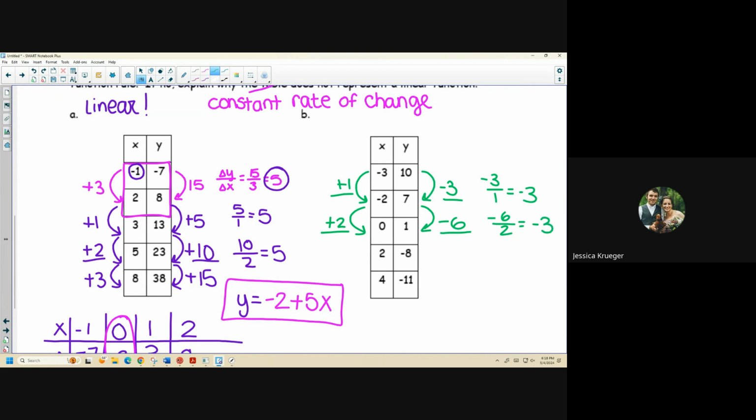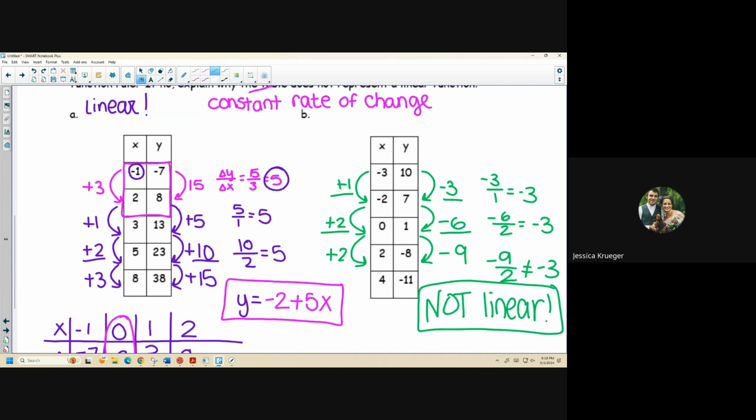So far, it's looking linear. From 0 to 2 is +2. From 1 to -8 is -9. Oh, wait a minute. -9 over 2 is not -3. This is not linear. It does not have a constant rate of change.